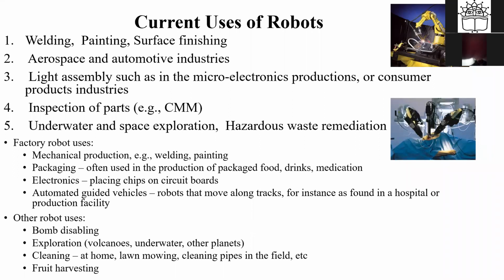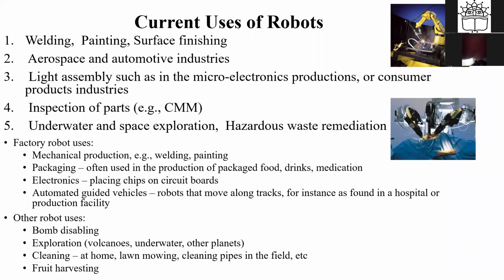For painting, for surface finishing, to achieve higher surface finish, we are using robots. In aerospace and automotive industries, we are using robots. For inspection of parts using coordinate measuring machine, that is CMM, we are using robots, right? In microelectronic productions also, we are using robots. Now factory uses, as I mentioned earlier, packaging, welding, painting. In electronics, for placing the chips on circuit boards, we are using robots.